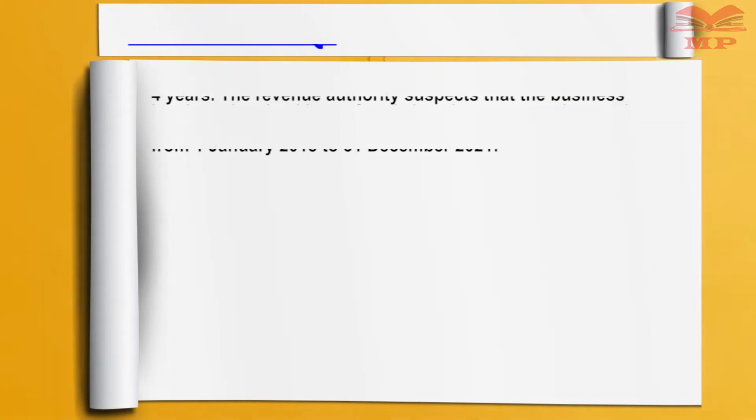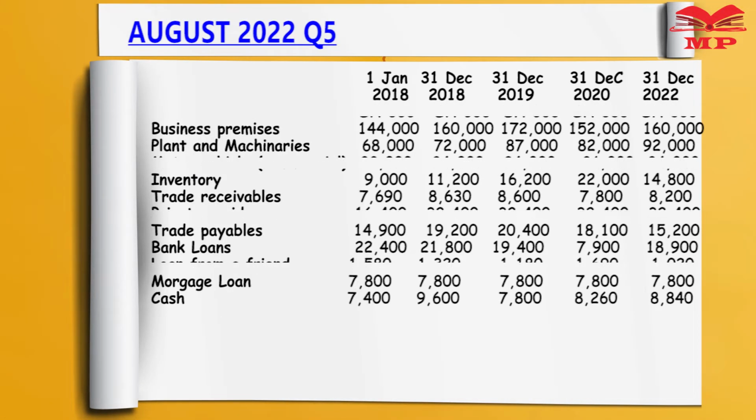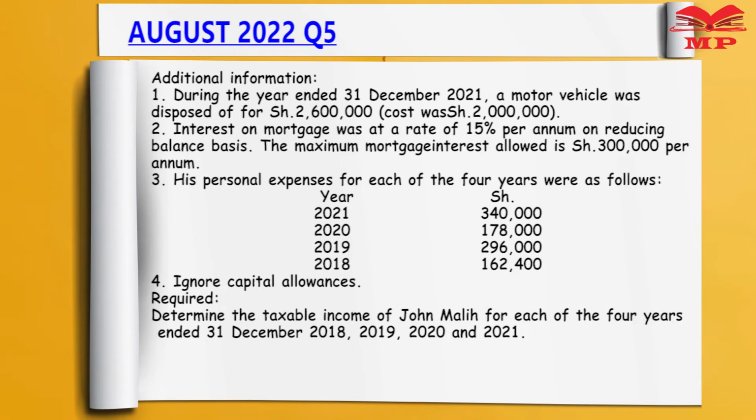So we have a list of assets, liabilities, and additional information 1 to 4. Required: determine the taxable income of John Malley for each of the 4 years ended 31st December 2018, 2019, 2020, and 2021 for 12 marks. Now, this question is from the topic we call tax investigations in advanced taxation.